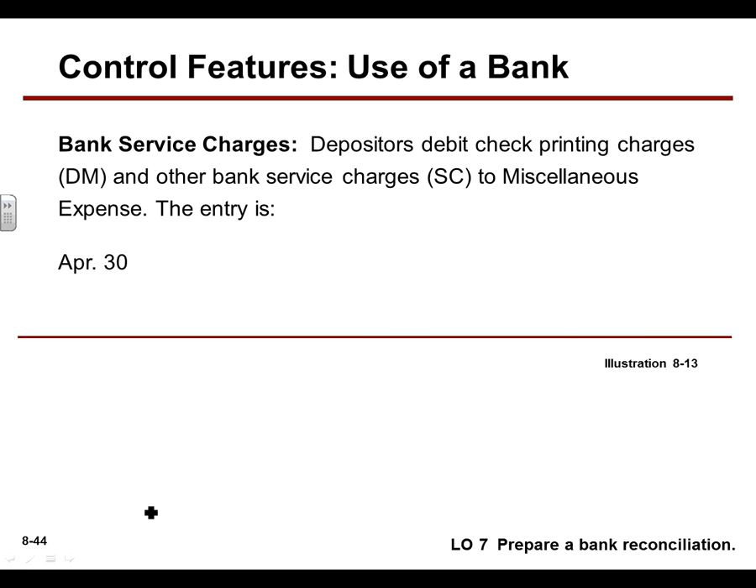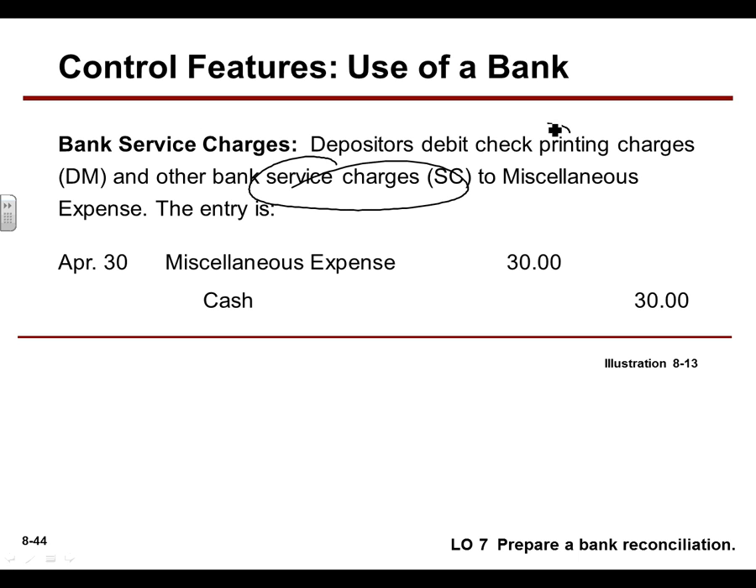Last one, bank service charge. Again, they give us no dollar amounts, but whatever, how weird. If there's a service charge or check printing, let's just say the service charge was $10 and the cost to print checks was $20, we're going to see that as one entry to miscellaneous expense, and you'll see cash go down.